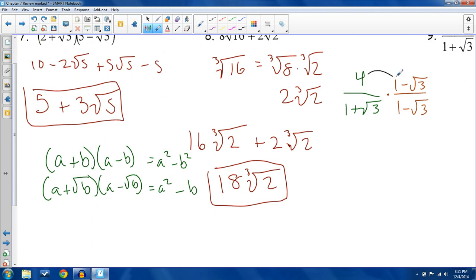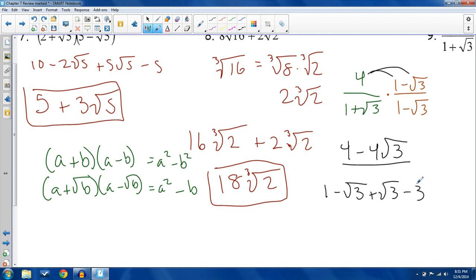Make sure you multiply the 4 by both values. That's 4 times 1, which is 4, and that's minus 4 root 3. Now this will be over. I can write it out for you if you'd like. This will be 1. 1 times 1 is 1. 1 times negative root 3 is negative root 3. 1 times positive root 3 is positive root 3. And root 3 times negative root 3 is negative 3.